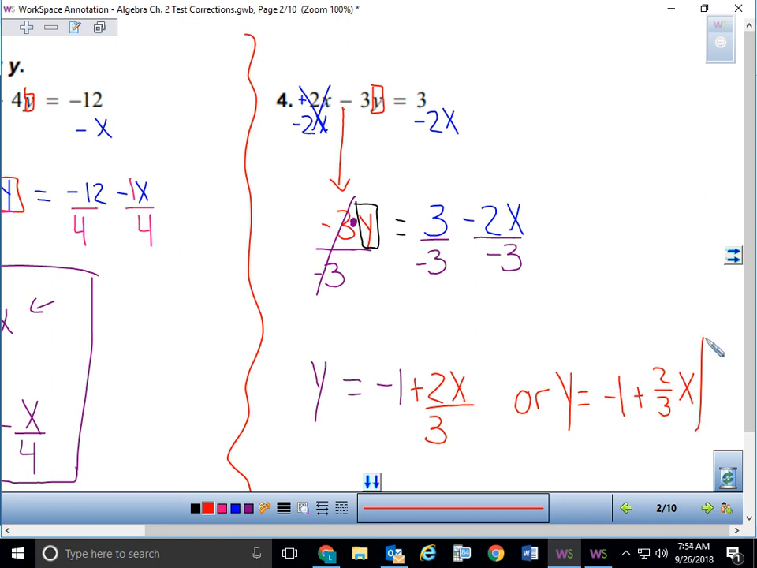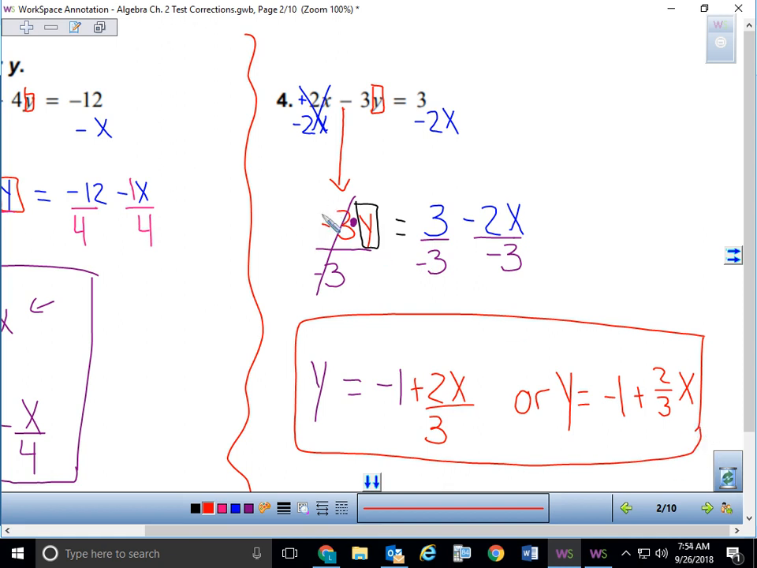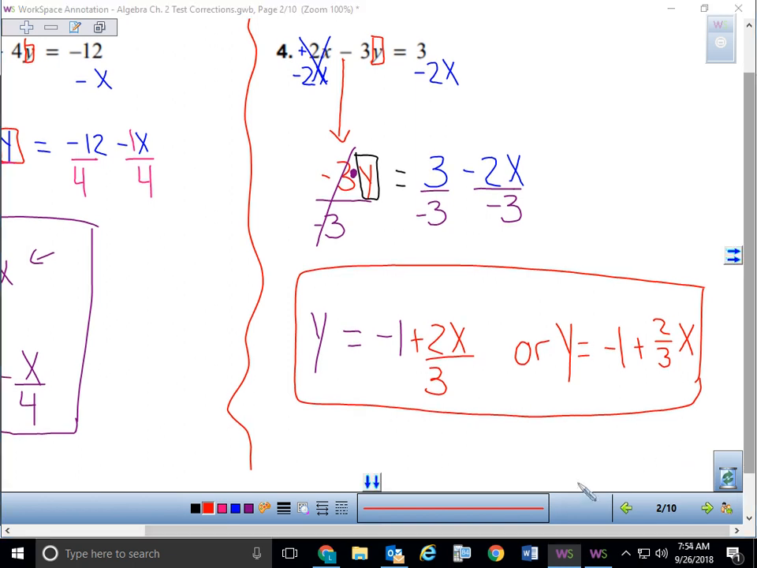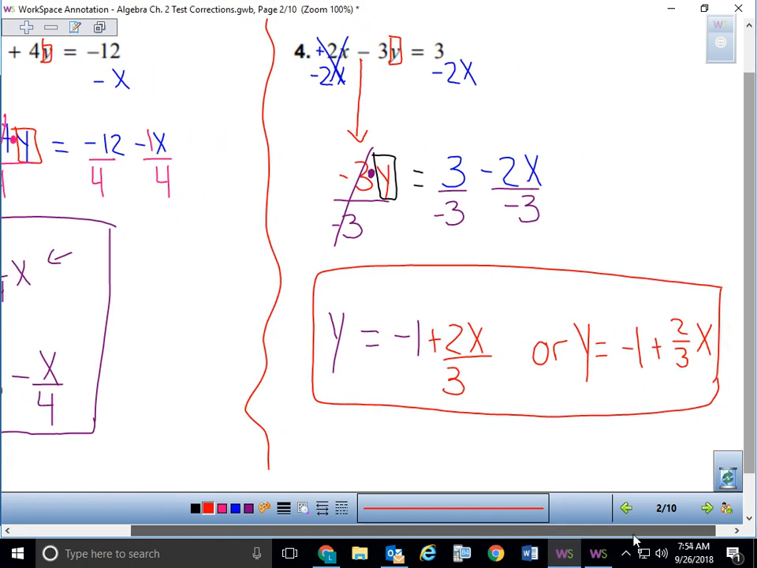But if you lose that negative on that 3 over here, then you just made a huge mistake on your test. Changes your answer. Actually gives you a whole other equation.